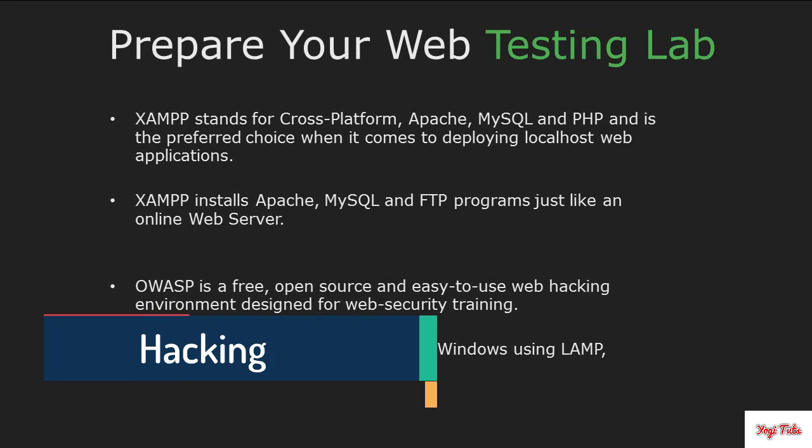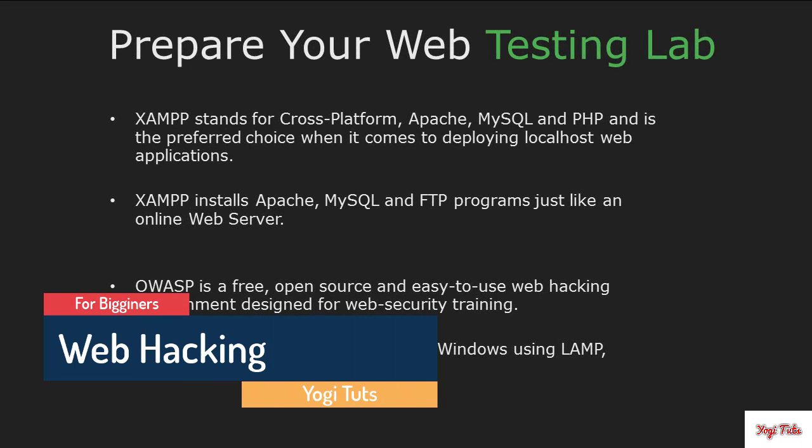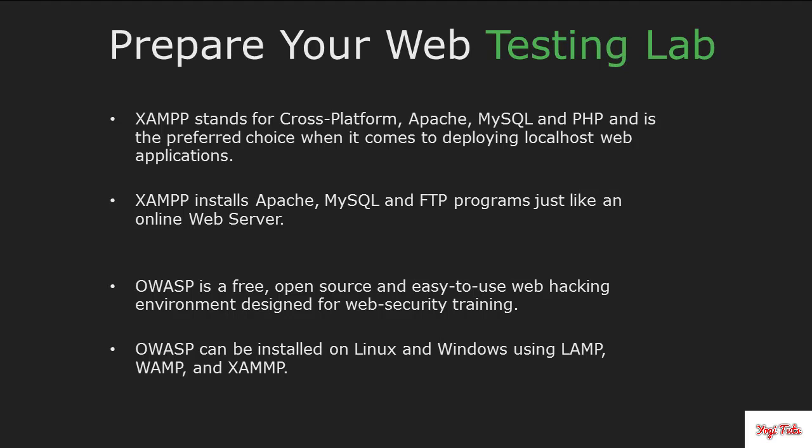Hi and welcome. In this tutorial I'm going to show you how to prepare your web testing lab using XAMPP and OWASP. XAMPP is a local Apache server which comes along with PHP, MySQL and a bunch of other good stuff. Basically allows you to run a web server on your local machine. And OWASP is a free open source vulnerable web application designed for beginners to learn web application security and hacking.